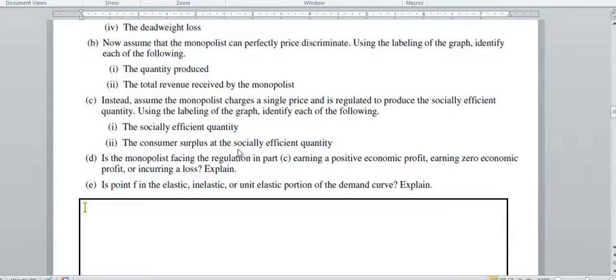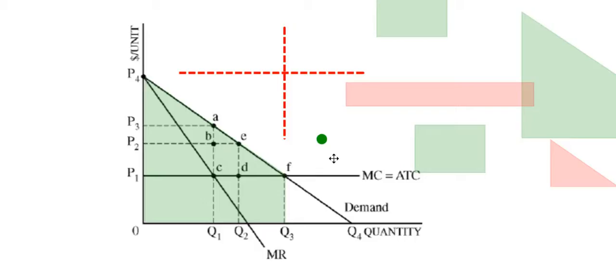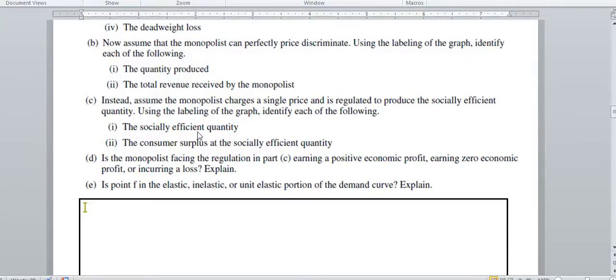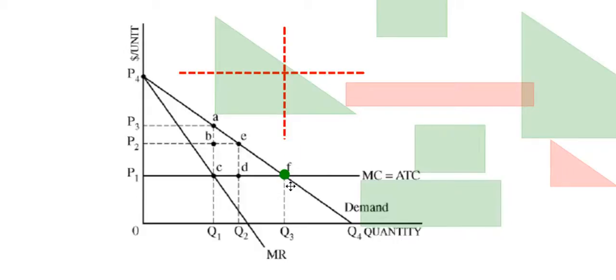Okay, C. Now we're going to assume that the monopolist charges a single price and is regulated to produce the socially efficient quantity. Using the labeling of the graph, identify each of the following. So we want the quantity and the consumer surplus. The quantity is going to be, once again, the socially efficient, which is the same thing as allocatively efficient. So that's going to be quantity of Q3.